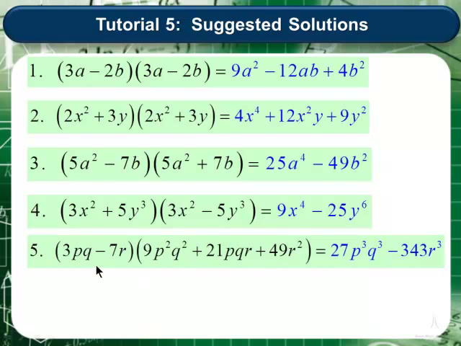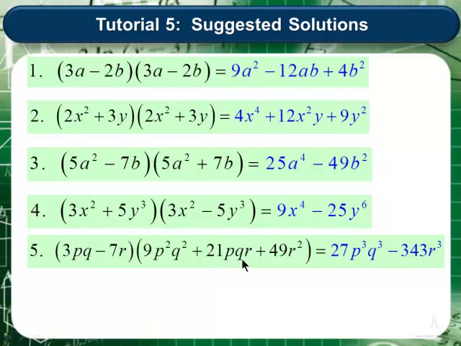In problem 5 we clearly recognize the difference between two cubes formula for the expansion. Why is that? The first term on the right hand side factor is the square of the first term on the left, and the final and third term on the right hand side factor will be the square of the second term on the left. And furthermore, if you multiply the two terms together from the left-hand side factor, we get, in this case, the negative of what we expect, in this case 21pqr.